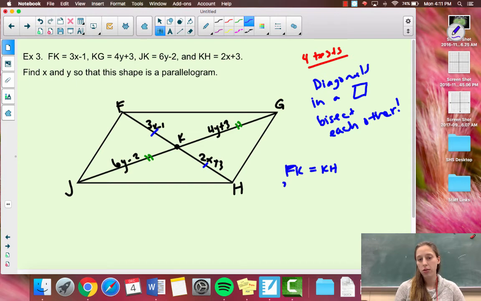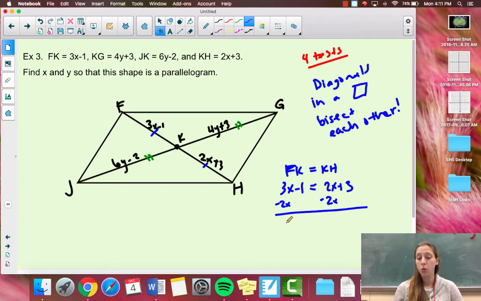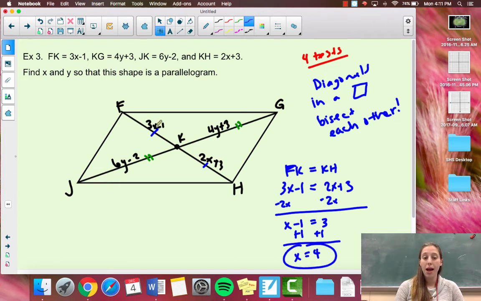So FK was 3x minus 1, and KH was 2x plus 3. And now I can solve this for x, and that will make those diagonals congruent to each other. So if I subtract 2x over, I get 1x minus 1 equals 3. Then I can add 1 to the other side and get x is equal to 4. So by x being 4, I've now made these bisected.